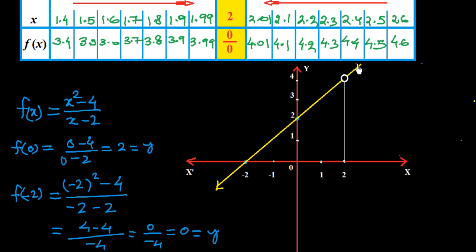So this is a way to represent. If we are approaching 2, x tends to 2, then f of x approaches 4 from both the sides. So this way you could verify.